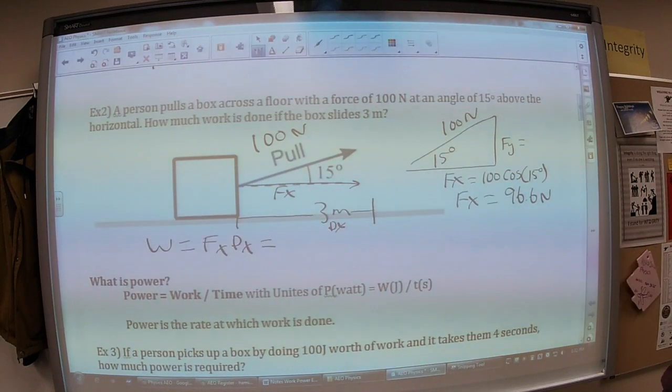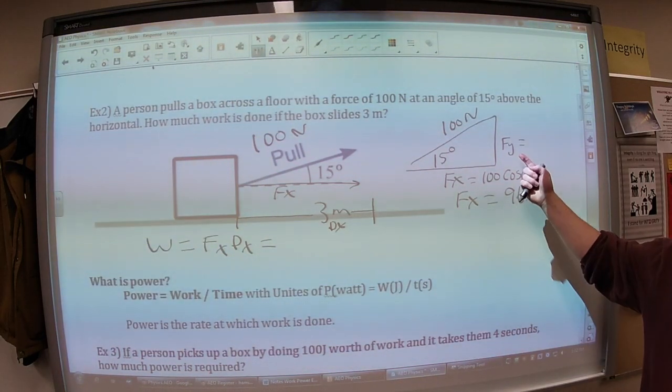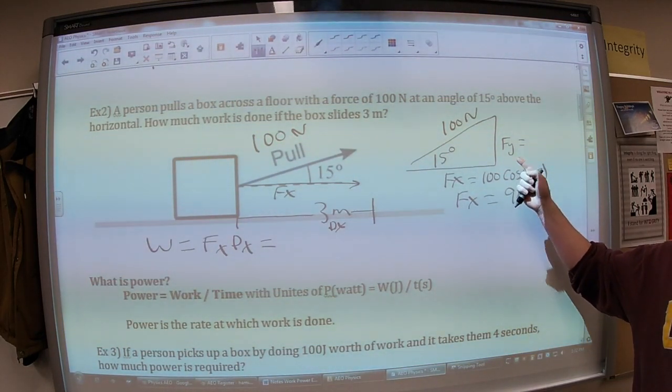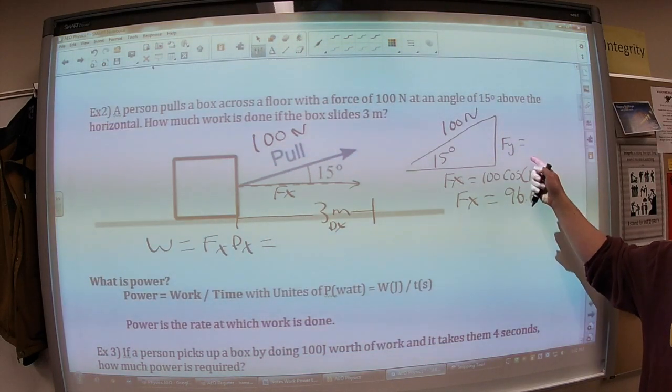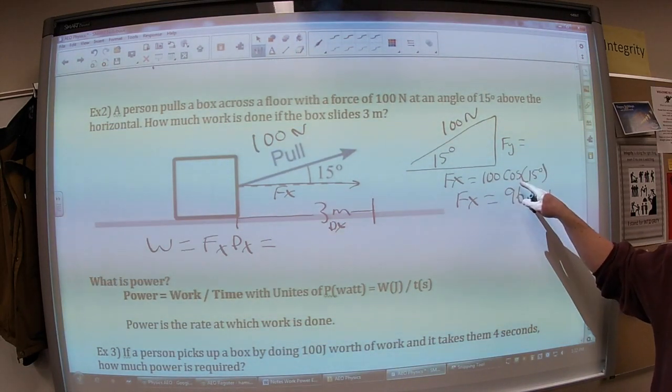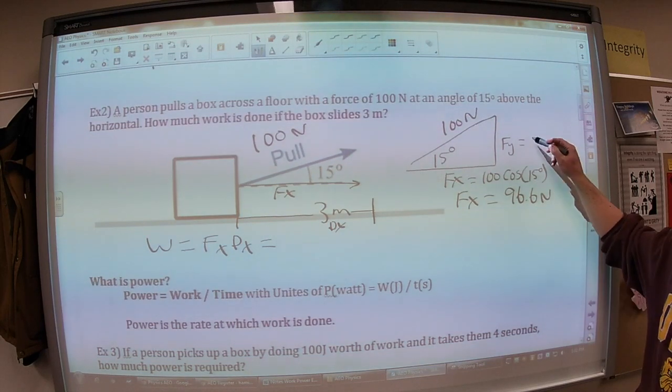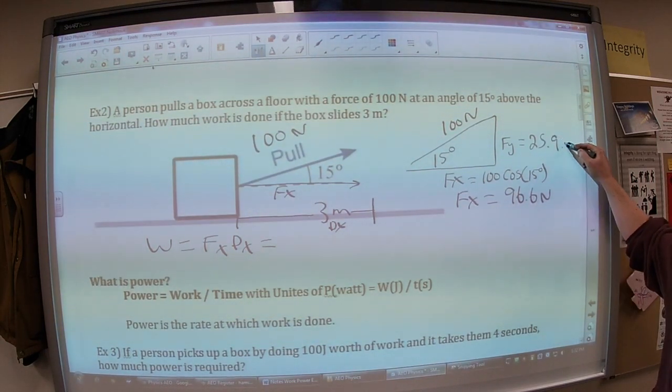This will give me 96.6 newtons in this direction. If I do the multiplication for the vertical component, you would do 100 times the sine of 15 degrees. So instead of cosine, we'd have sine, and this would give me 25.9 newtons.